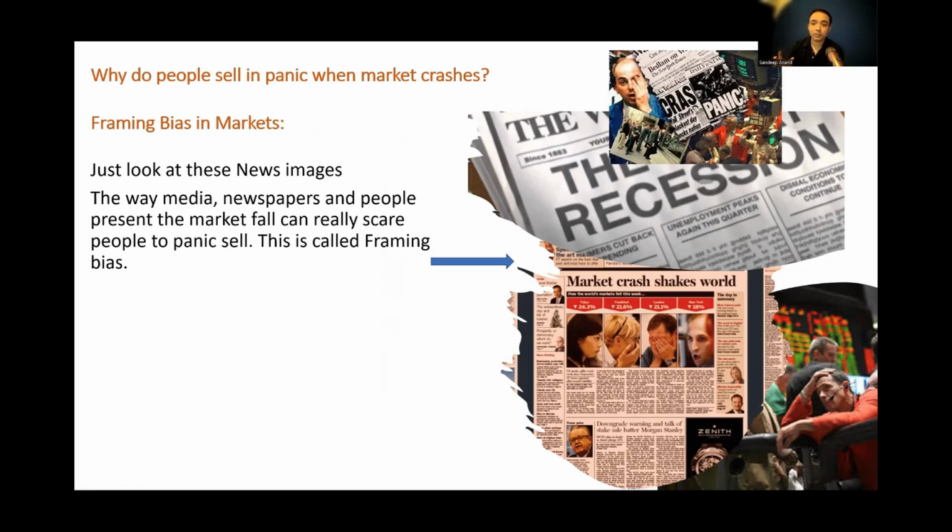Look at those images, with people holding their heads and shouting. And look at the headlines: market crash shakes the world, global recession, unemployment, end of the world, the war. Who doesn't get scared by all of this? The way the media presents it, the way social media people talk. And today we have so much social media, Twitter, messages, WhatsApp groups, Telegram channels, all good enough to bombard our minds with so much information, so much fear, and greed at the same time.